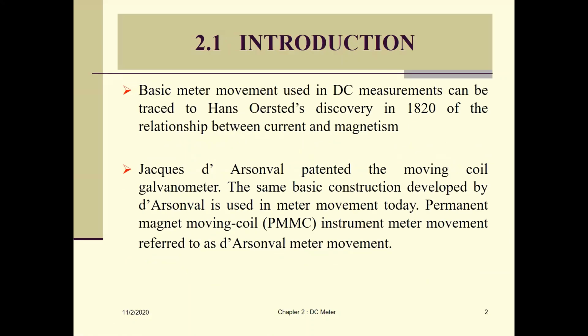For the introduction, the DC meter is the basic meter movement used in DC measurement. It can be traced to Hans Oersted's discovery in 1820 of the relationship between current and magnetism. I'm not sure, maybe you remember Fleming's rules. We have the thumb rules. Do you remember Fleming's hand rules? There is the left Fleming rule and the right Fleming rule. Maybe you are studying this in physics.